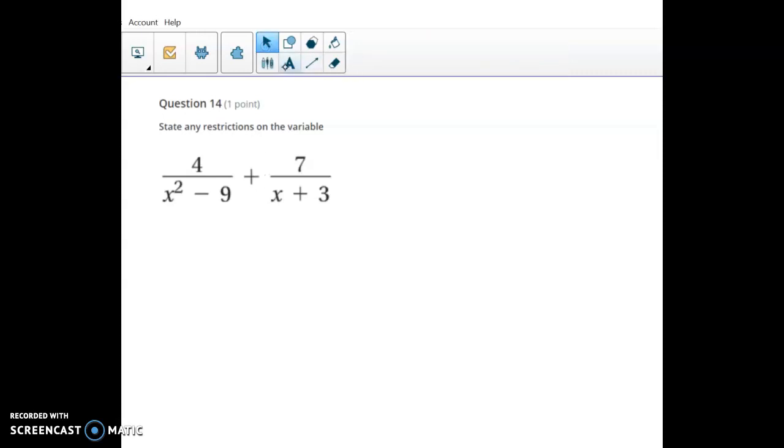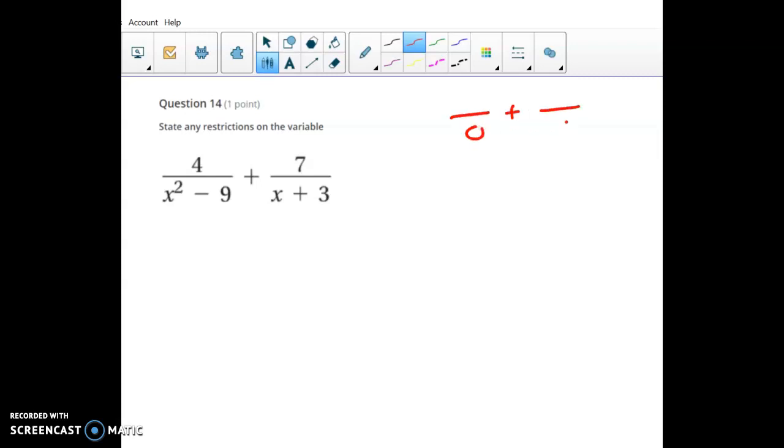Okay, help with number 14, restrictions on the variable. Again, the idea is you cannot divide by 0, so you can't have 0 in your denominators. So really it becomes what values for x will make the denominator 0. So if I take the denominator on the right, it's x plus 3, so x = -3 is one of our restrictions.